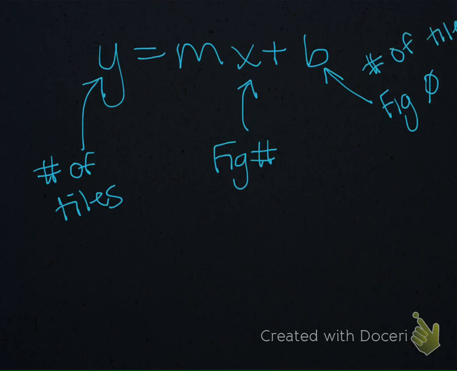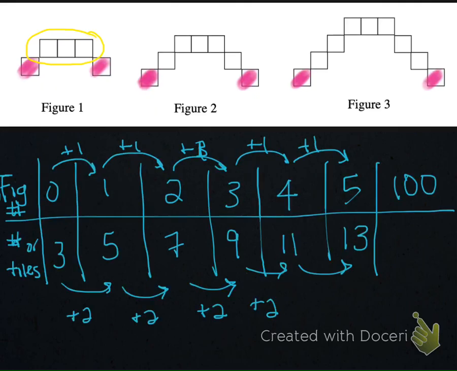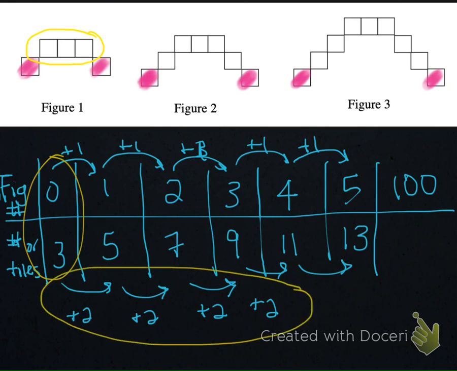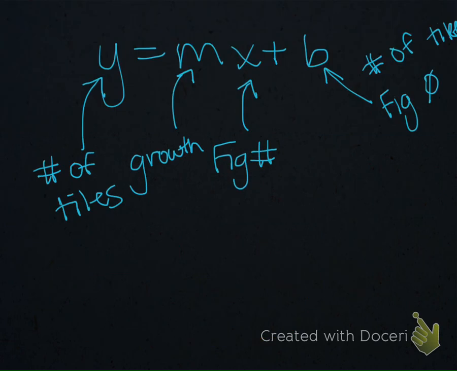And then you also realized that M represented the growth, or how many new tiles it was getting each time. So if we think back to the pattern we looked at, we noticed that figure 0 was going to have 3 tiles, and then we also noticed that every time it grew by a figure number, it grew by 2 tiles. So what that tells us is that our B, or the number of tiles in figure 0 for this pattern, is going to be 3, and that our M, or the growth, is going to be 2.